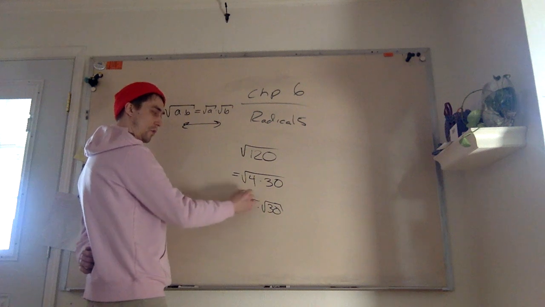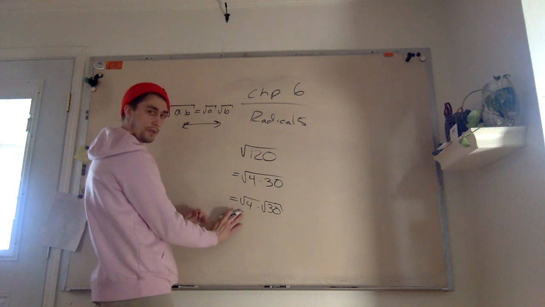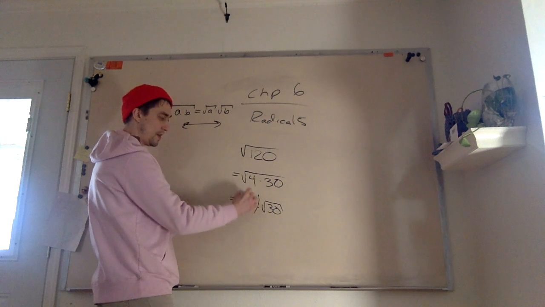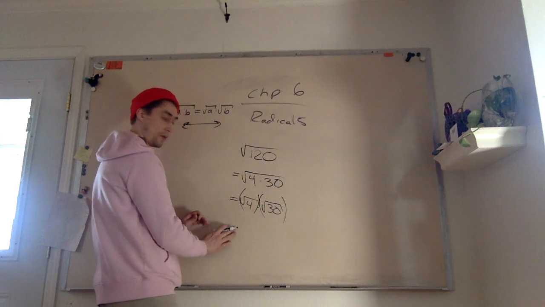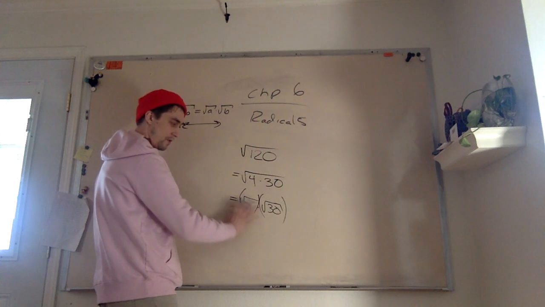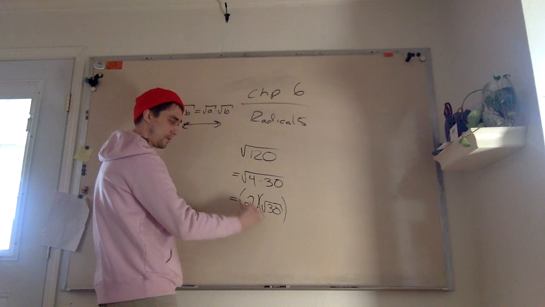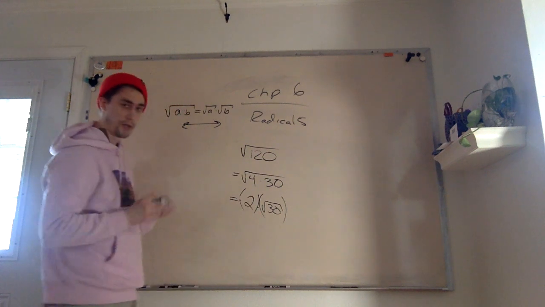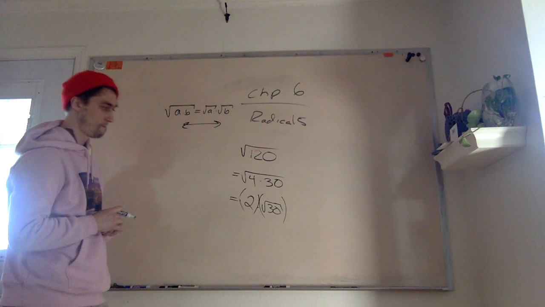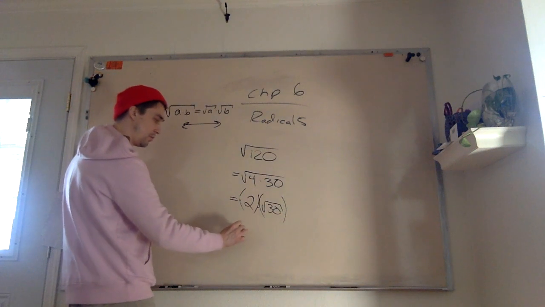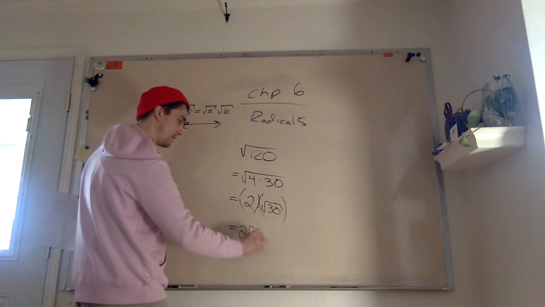And the square root of 4 is the number 2. So what I've really written is the square root of 4 multiplied by the square root of 30. But the square root of 4 is the number 2, so I'm just going to change that to the number 2. So the answer is 2 root 30.